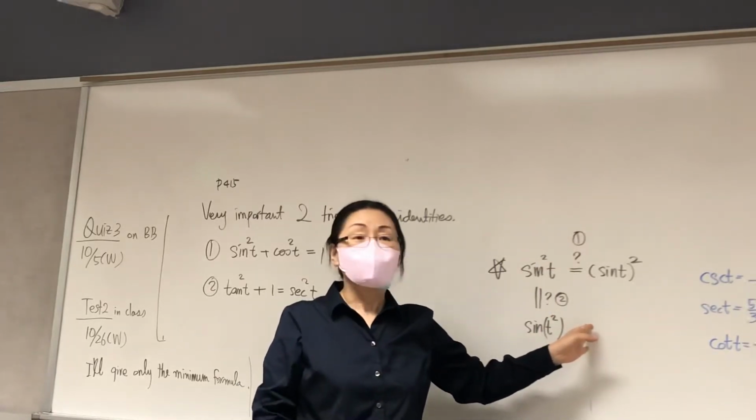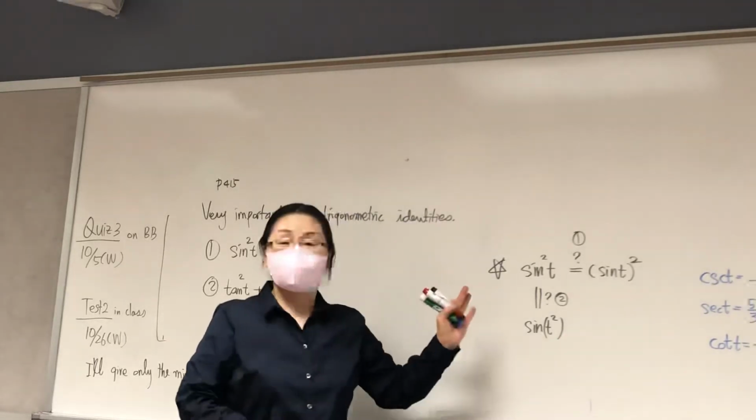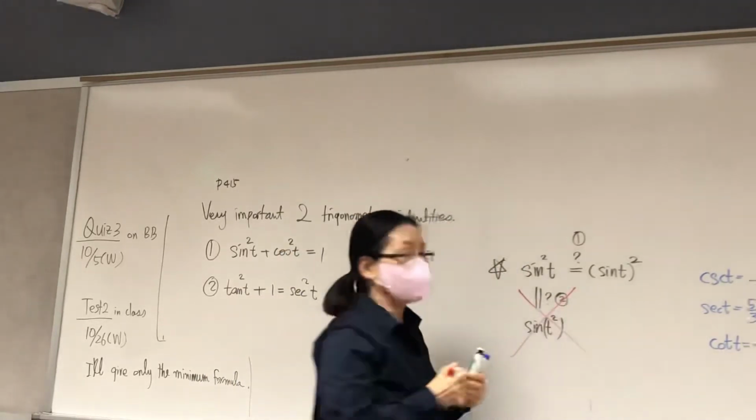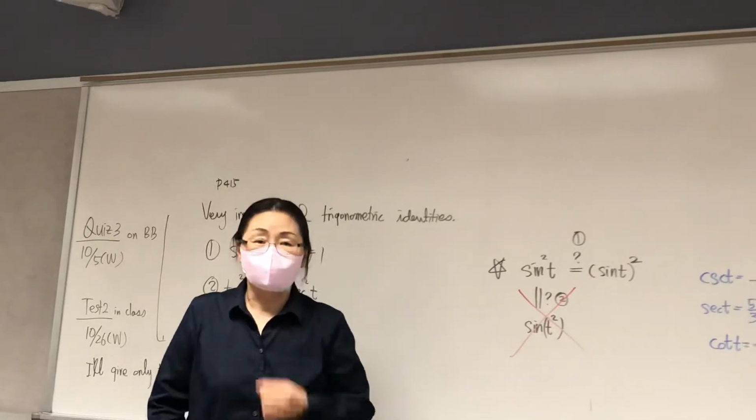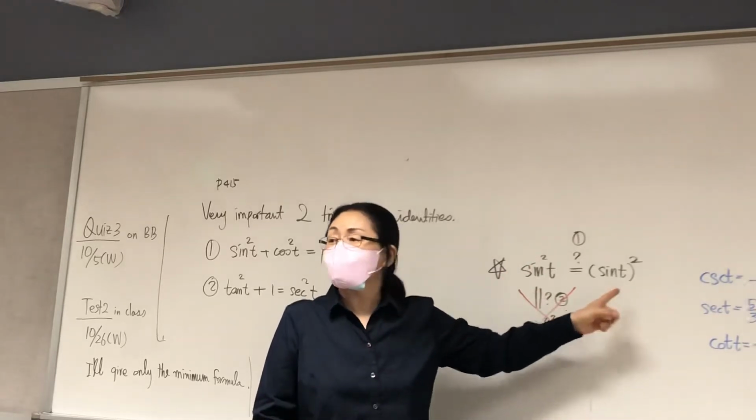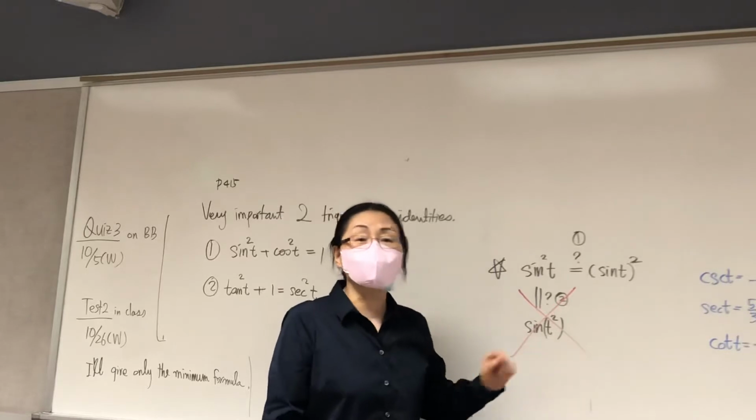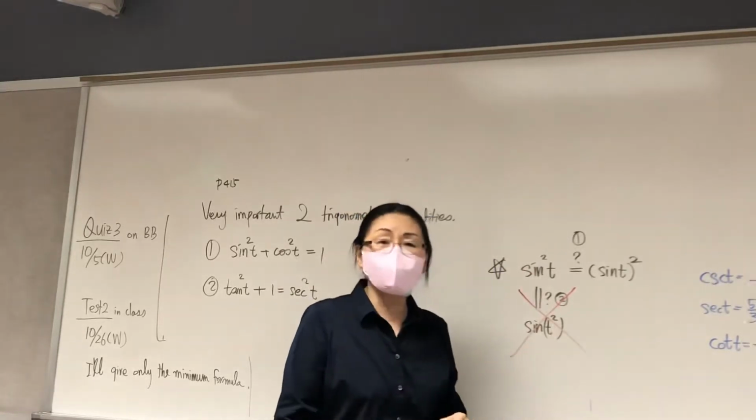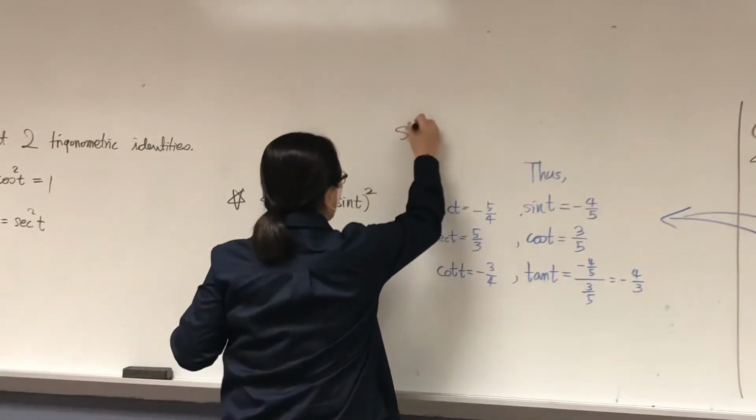You should know. Don't write it this way, or I'm going to cut 10 points. Sine t squared means what? Sine t times sine t. It is not sine of t squared, totally different. Don't write this down. I don't want to see that. And another thing, I see it each time.